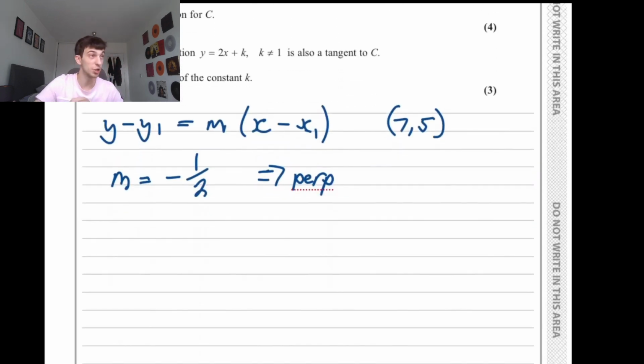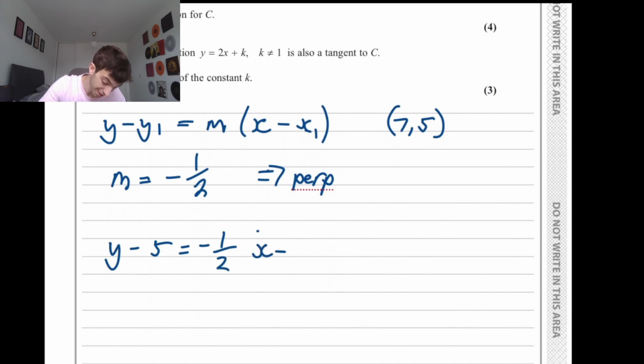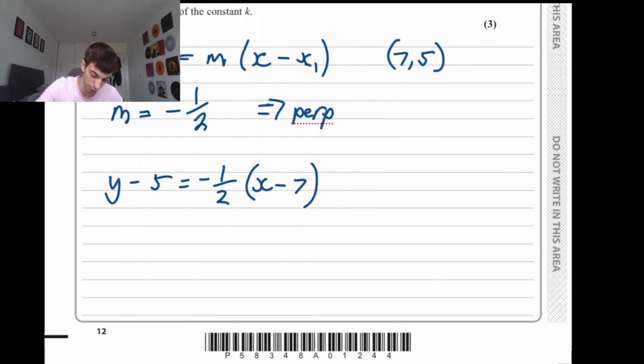Okay, so from here we actually have all the pieces of the puzzle. So we have y minus y1, which is 5, equals m, which is minus a half, multiplied by x minus x1. X1 is 7. All we have to do now is expand the brackets and do a little bit of rearranging.